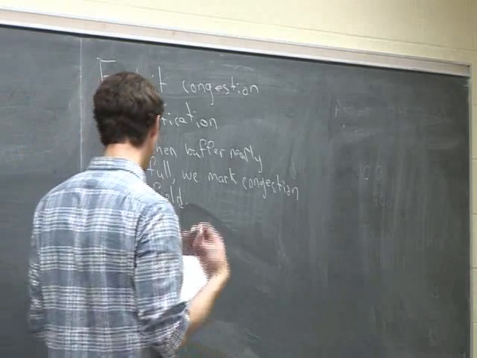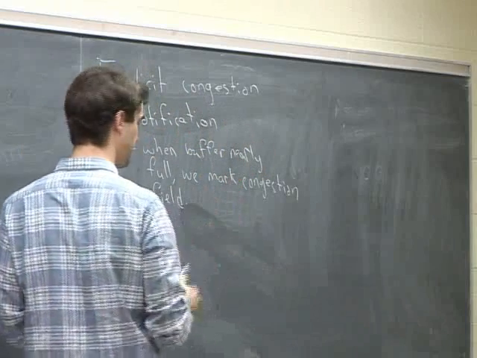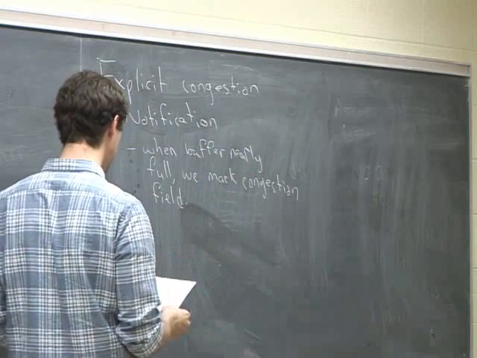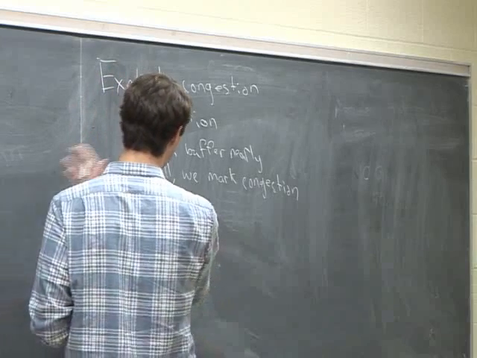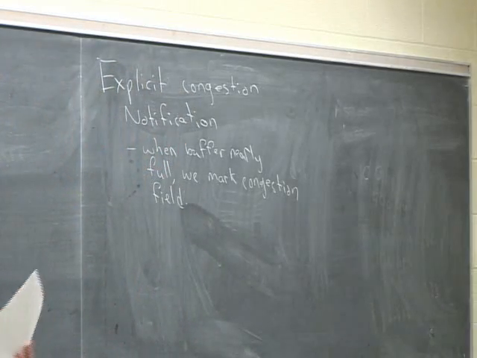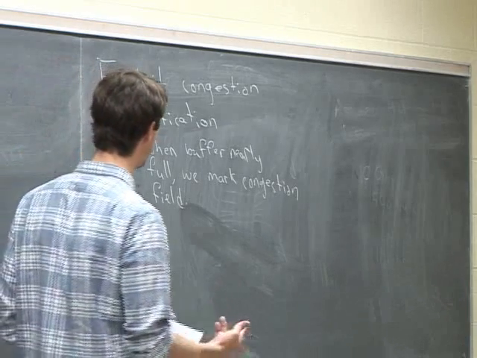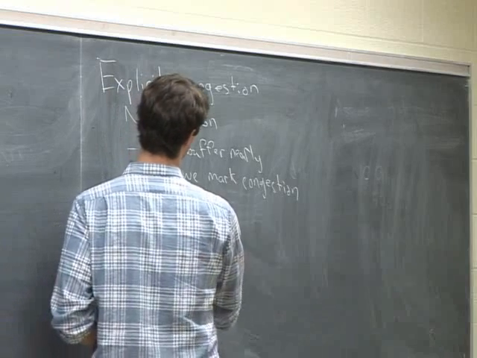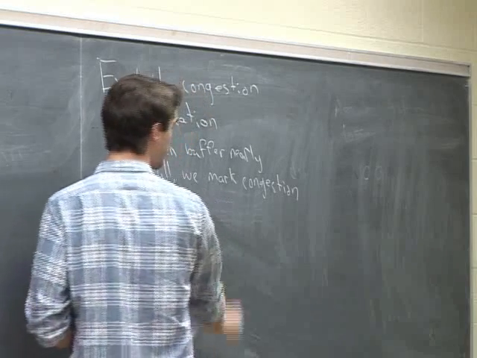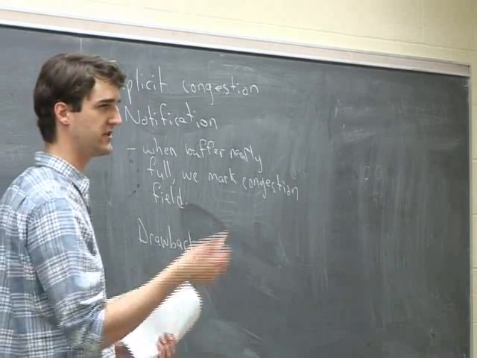All right? So this is explicit flow control because we're giving explicit information to the senders. So this has the advantage that we get away with overloading buffers, we get away with all these losses and so on, but it has a serious drawback of requiring that all devices in the network support this. All right, Mike, you had a question.